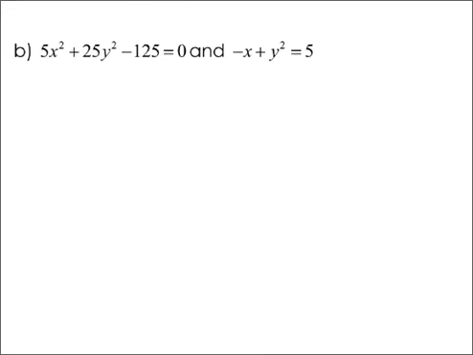All right, let's take a look at this next one. So here we've got our function on our left has an x squared and a y squared with different coefficients, so that's an ellipse. And on the right side we have only one squared, just y squared, so that's a parabola.